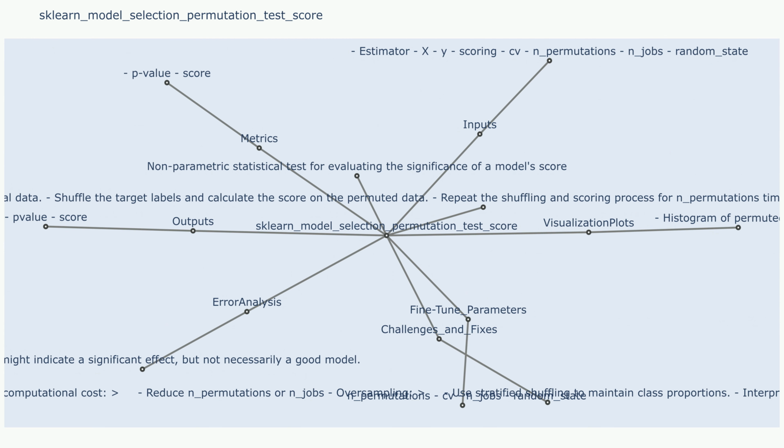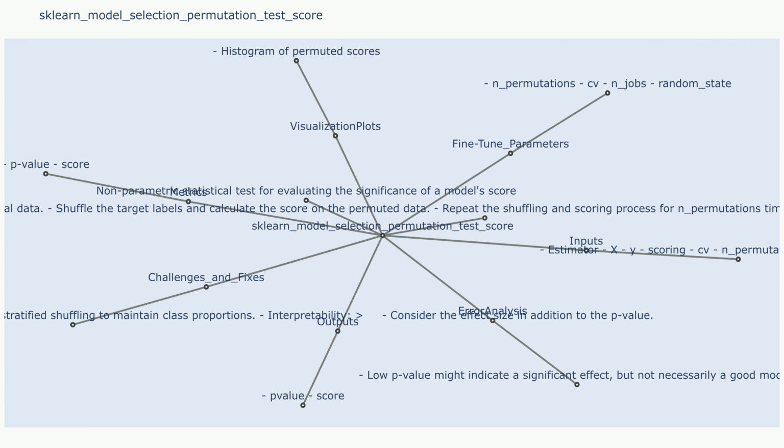Challenge 2: long computation time for a large number of permutations. Sample use case that resulted in challenge 2: permutation testing with a large dataset and a high number of permutations. Fixes to challenge 2: reduce the number of permutations if the time constraint is a major concern. Use a smaller sample of the data for the permutation test if the full dataset is too large. Utilize a parallel computing framework to distribute the permutations across multiple cores.